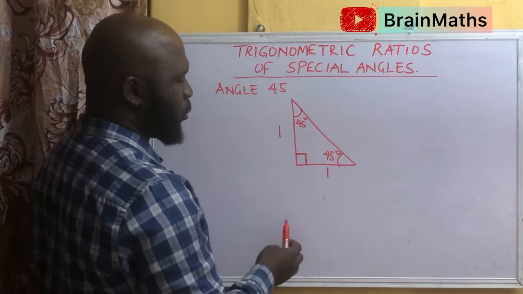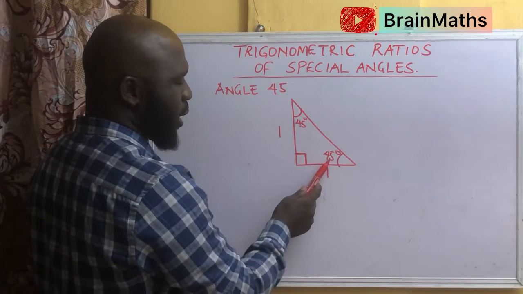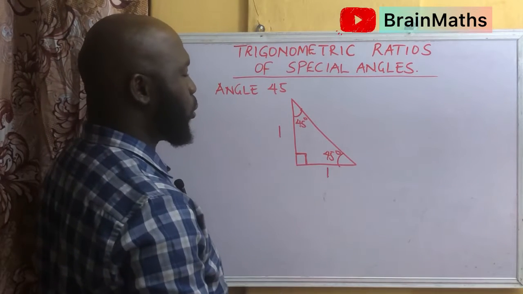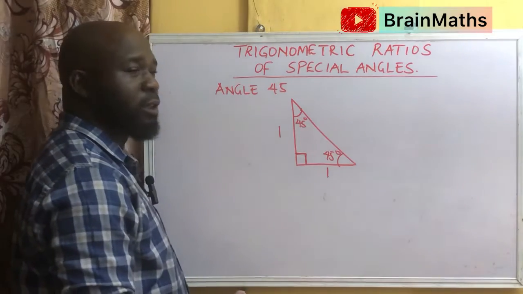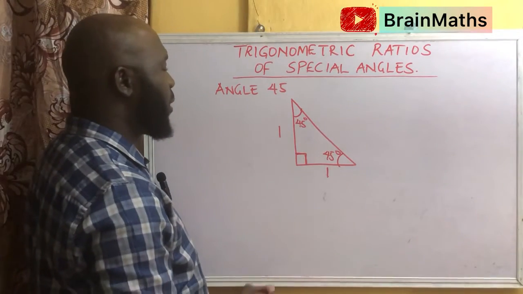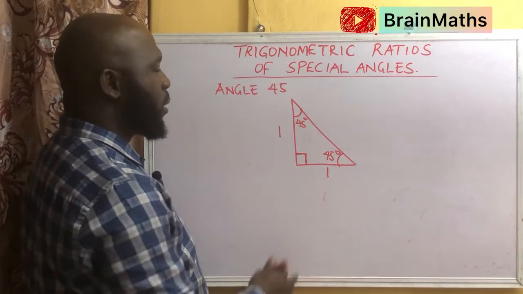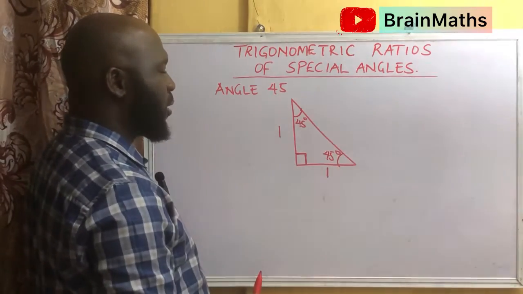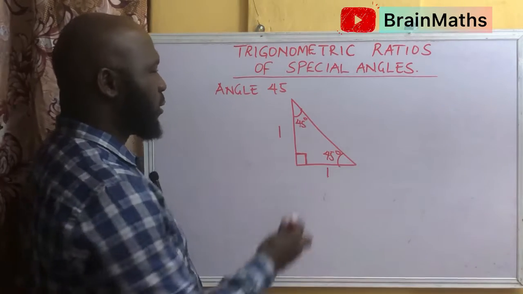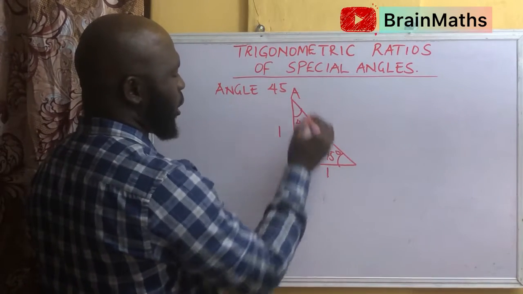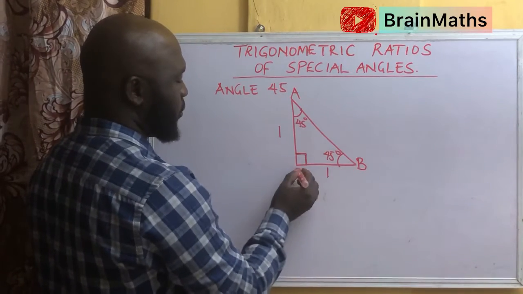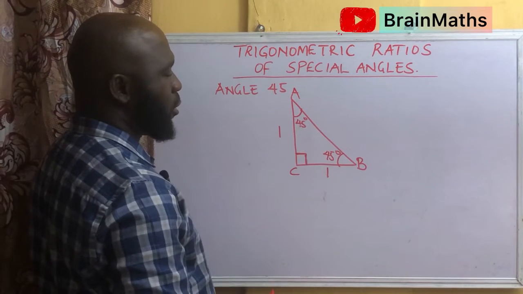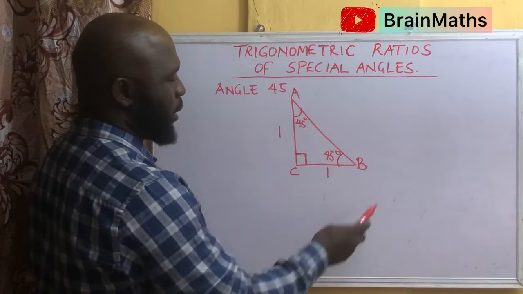So this is to tell you that 45 plus 45 is 90, and 90 plus 90 is equal to 180 degrees, which is the total angle we have in any triangle. Now, having noted this, we need to note what the value of our hypotenuse is. Assuming this is our triangle ABC, we want to determine the value of AB.